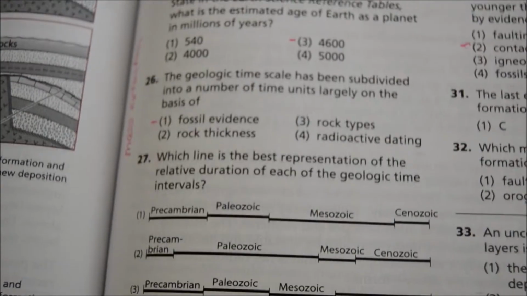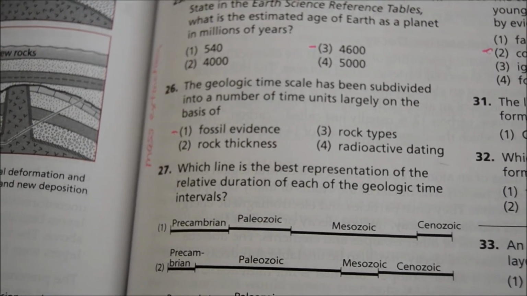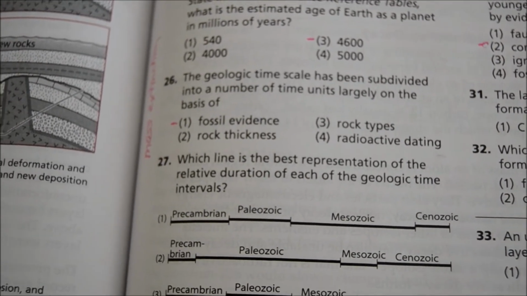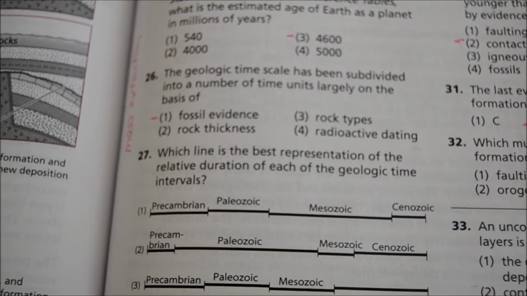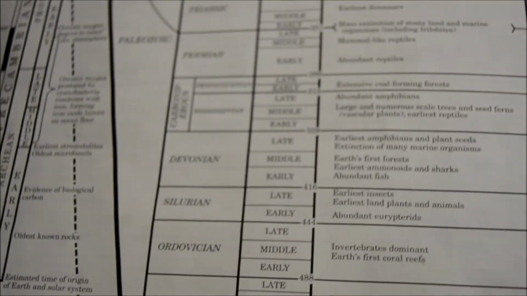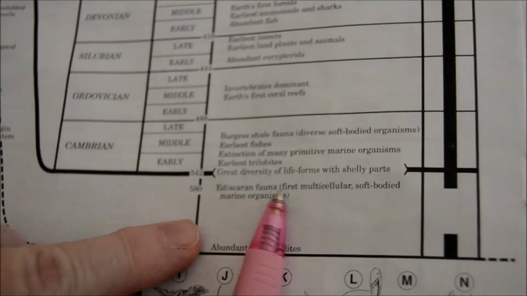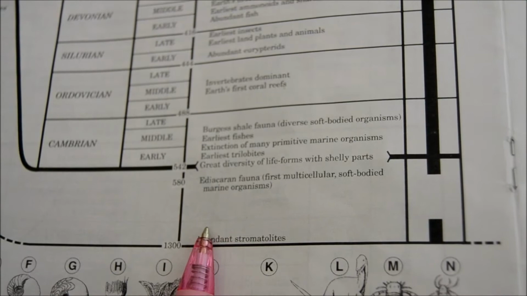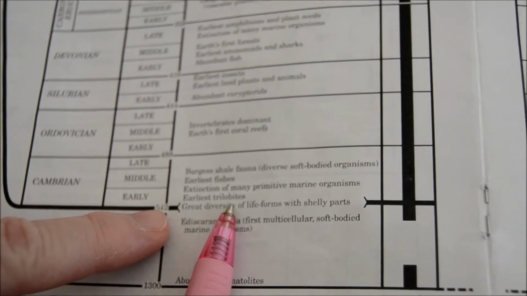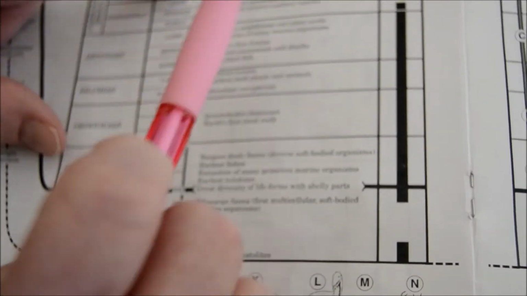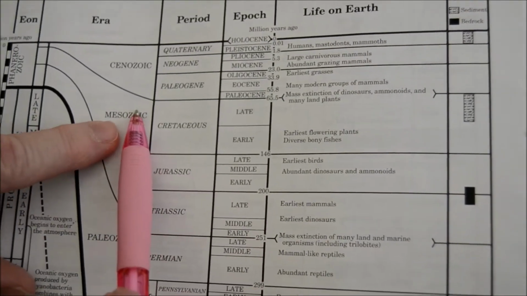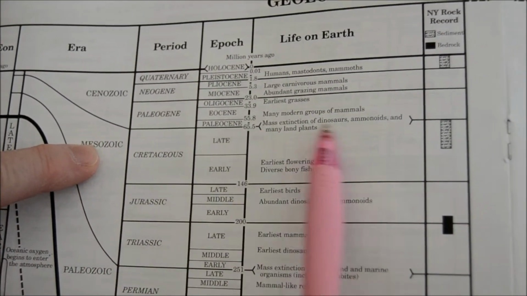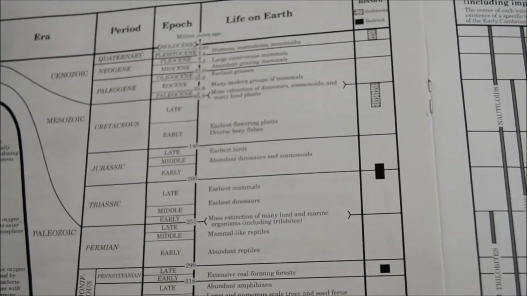Number 26. The geological timescale has been subdivided into a number of time units largely on the basis of. So I'm going back here. We talked about it in the notes. In the beginning, I had what? Soft body organisms. They don't fossilize really well. Then I got into hard body organisms. If I'm looking at what separated my Paleozoic from Mesozoic, remember, mass extinction. What separated my Mesozoic from a Cenozoic? Mass extinction. So it's going to be in the fossil record.